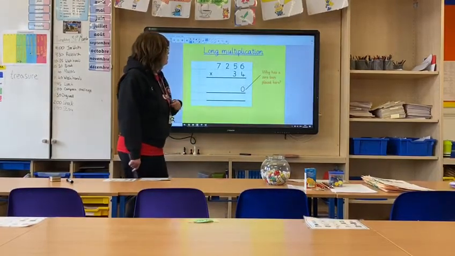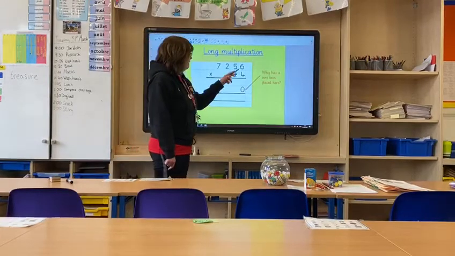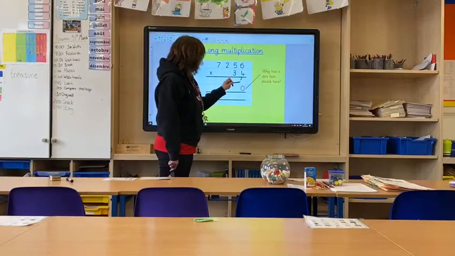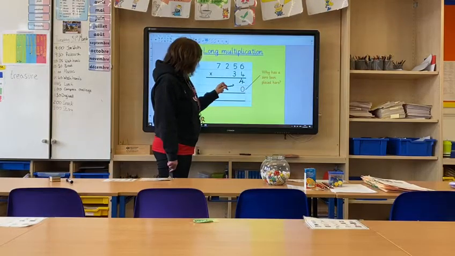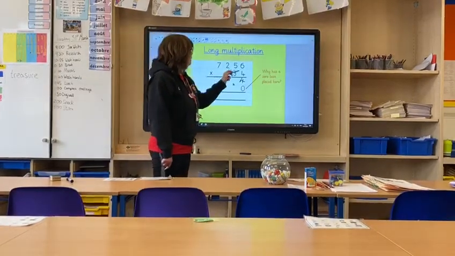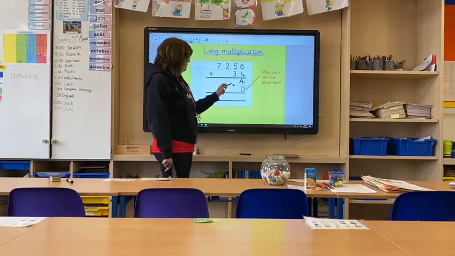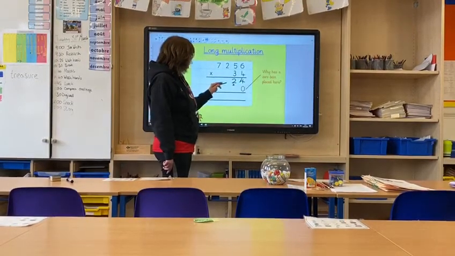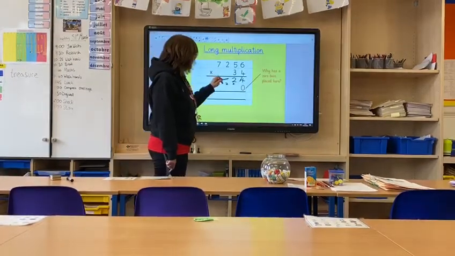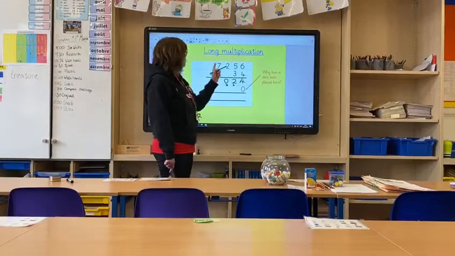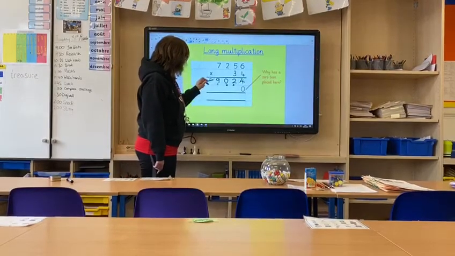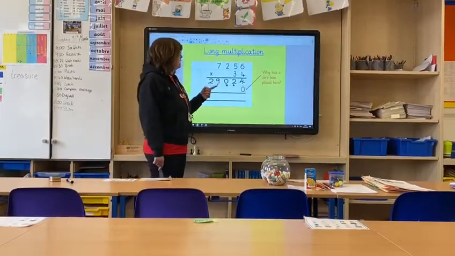I'm going to start, first of all, by multiplying by my 4, by my unit, my 1. 6 times 4 is 24. We have to make sure that we're really, really neat and keep to our columns, otherwise we're going to make some unnecessary mistakes. 4 times 5 is 20. Don't forget the 2, add them in, gives us 22. 4 twos are 8, plus the 2 on the doorstep is 10. 4 times 7 is 28, plus 1 is 29. I've completed my multiplication of the ones.